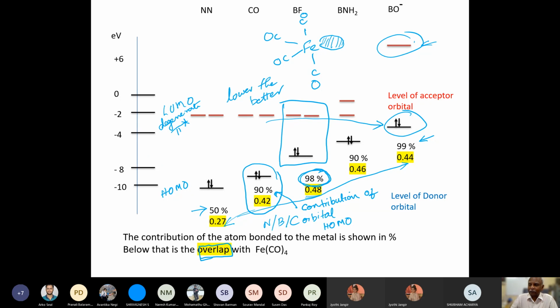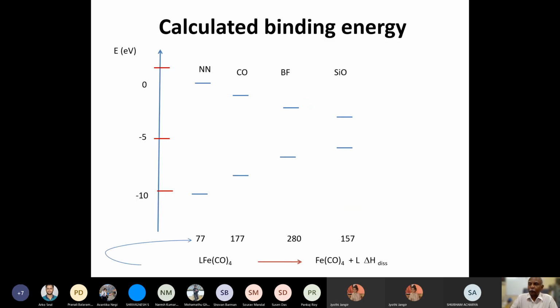So, BF seems to be a good ligand, and if you calculate the binding energy, here I have listed the binding energy. This is in kilocalories per mole. What you find is that BF has got the highest binding energy. Okay, the level of pi star and the sigma donor, everything is ideal. So this seems to have very good binding energy with FeCO4. But until now, it is a hypothetical molecule.